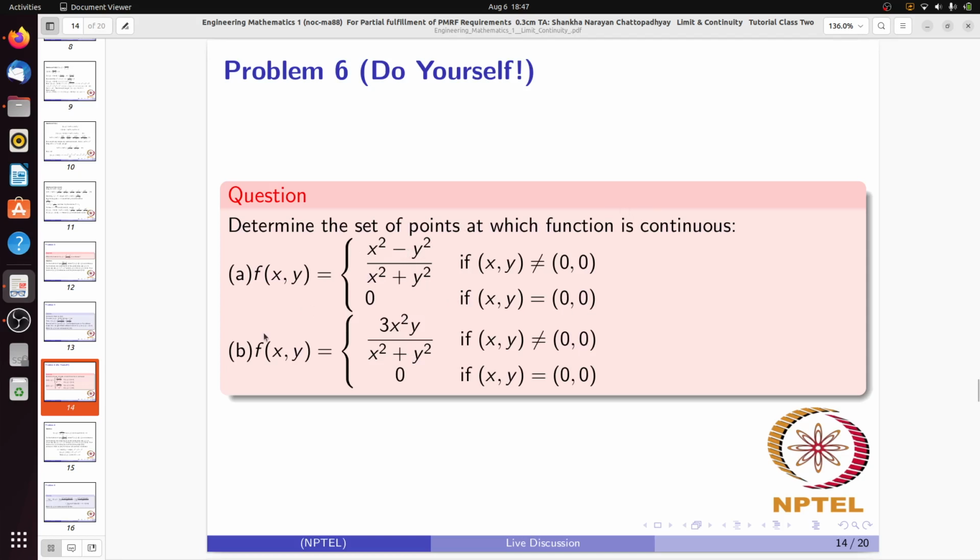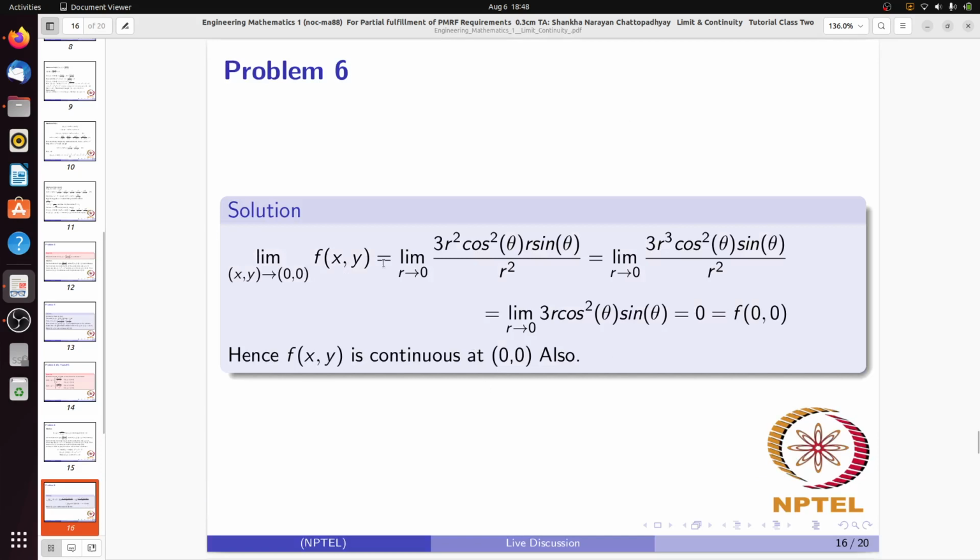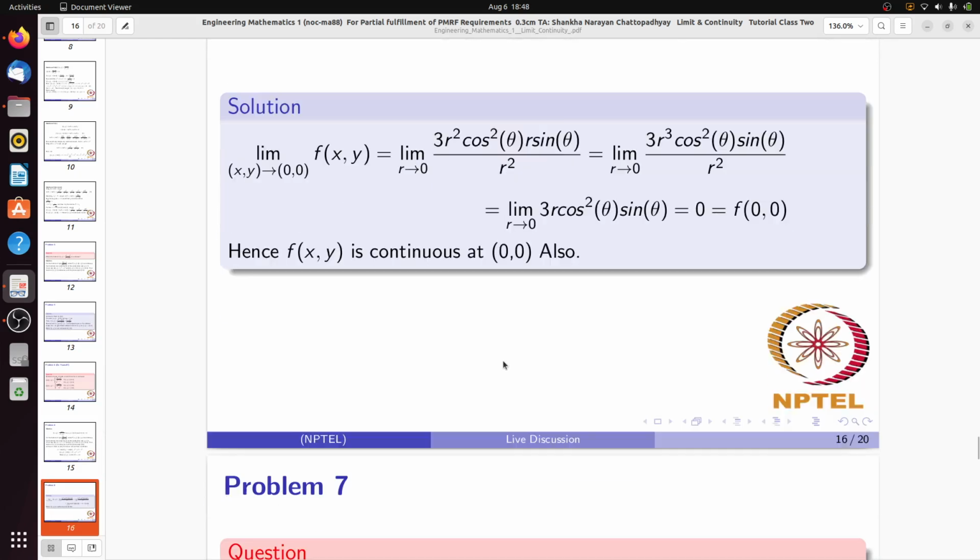minus (0,0), and for the second question, it is the entire R2 plane, that is, this function is continuous on the entire R2 plane. So hence f(x,y) is continuous at (0,0) also.